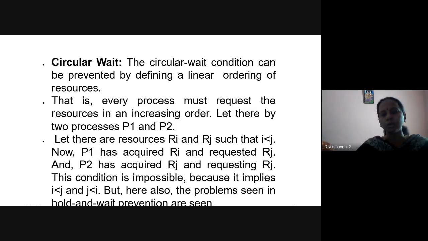Let there be two processes P1 and P2. Let there be resources Ri and Rj such that i is greater than j. Now P1 has acquired Ri and requested Rj, and P2 has acquired Rj and is requesting Ri. The condition is impossible because it implies that i should be less than j and j should be less than i. But here also, the problems seen in hold and wait prevention are seen.